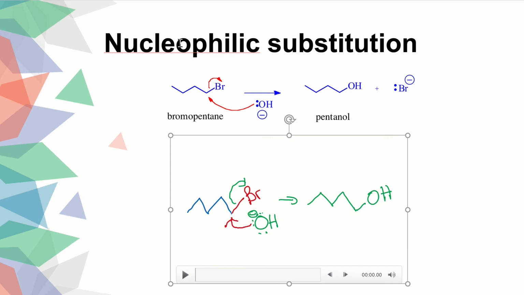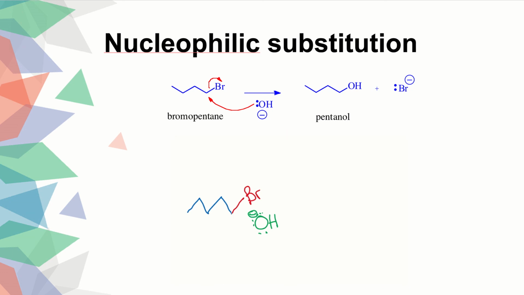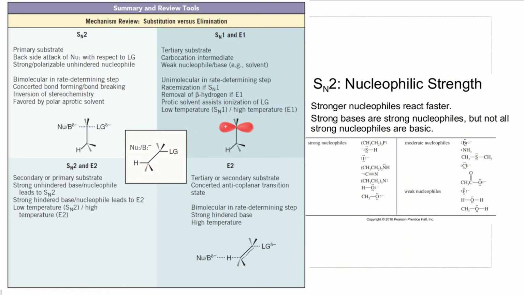So the first type of reaction, nucleophilic substitution. So in this case, we're substituting bromine for the hydroxyl ion seen here. So in other words, we're going from bromopentane to pentanol. So as you would have known, there are two types of substitution reactions. We have SN1 and SN2, which you are familiar with already.